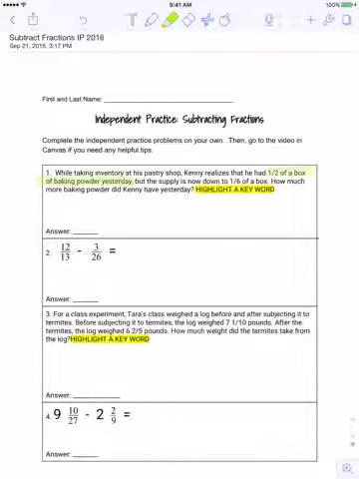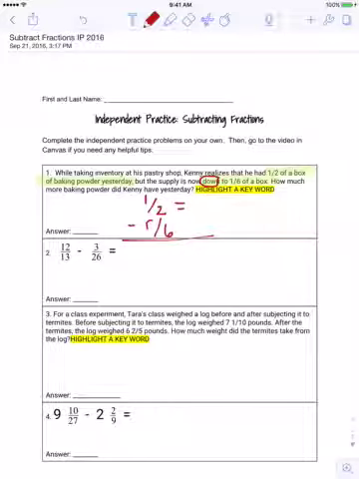But the supply is now down to 1/6 of a box. So down 1/6 of a box. How much baking powder did Kenny have yesterday? So I know he started with 1/2. And I know he was down 1/6, so he's going to subtract 1/6.